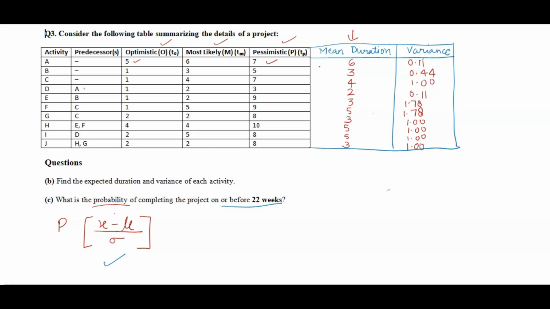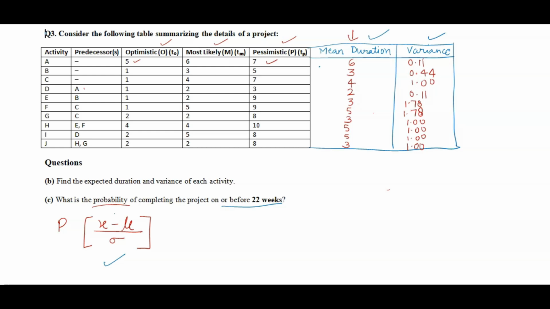Okay, in place of x we have to write 22. This mu and standard deviation we need to get. And one more thing here is, we have to take this mu, which is nothing but the mean duration, and the standard deviation we can get from the variance. So we need these two pieces of information for applying the probability formula, x minus mu divided by standard deviation.